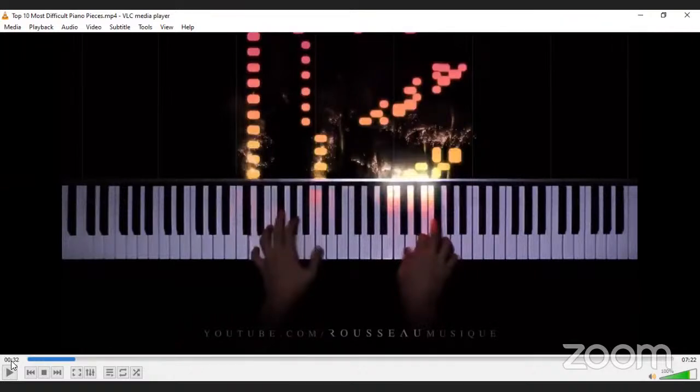So never doubt yourself. You don't need to look at the piano when you are playing. Concentrate on the score and it will guide you through what you're supposed to play.